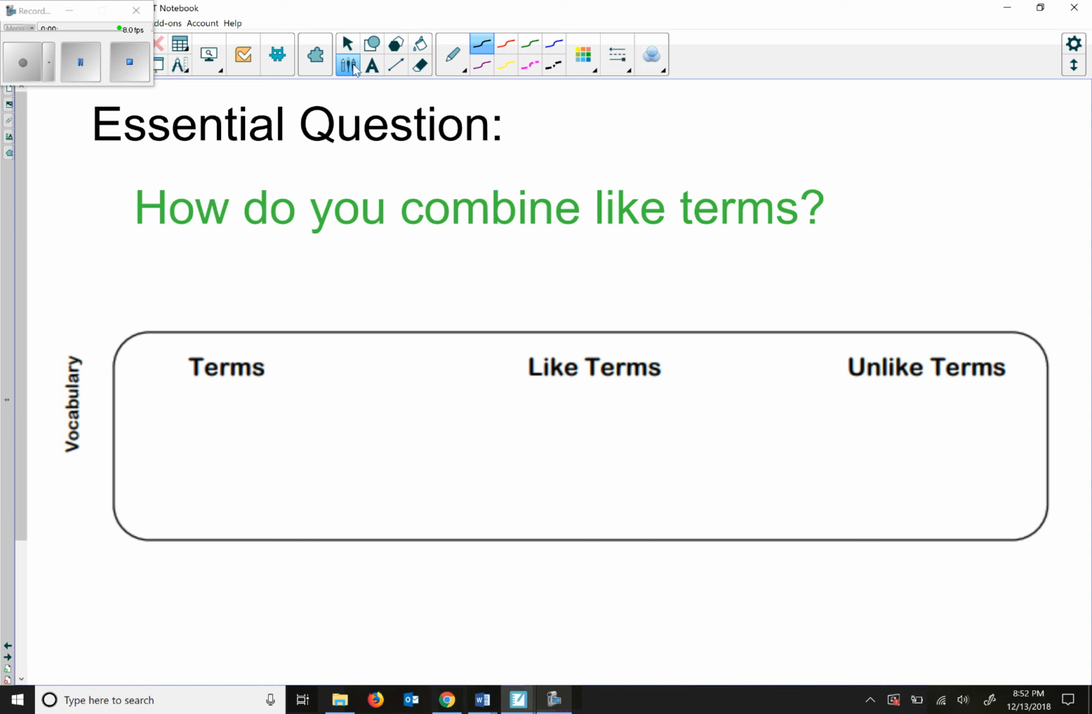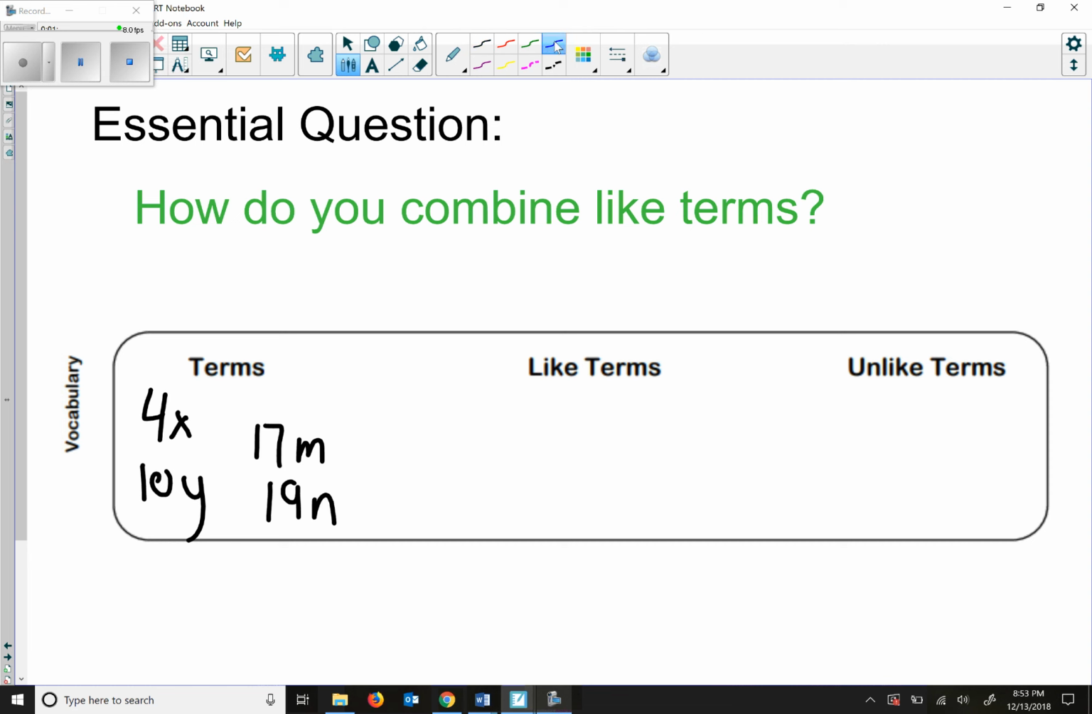First off, we have to figure out what terms are in order to understand what like terms are. A term is just a number and a variable. So something like 4x would be a term, and 10y, 17m, 19n, those are all considered terms.